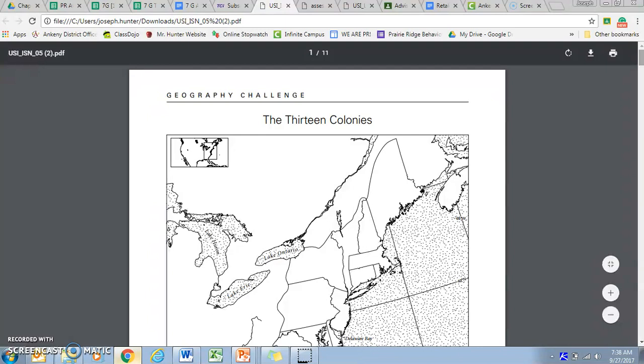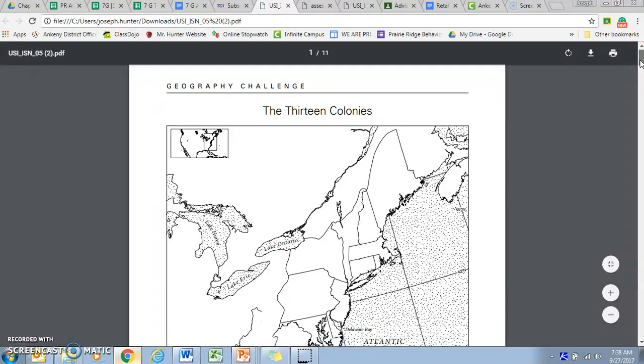Okay, so what you're going to first do is you are going to go and grab a packet at the front of the room. And the front of the packet looks exactly like the screen you're looking at right now. These packets will be at the front of the room.